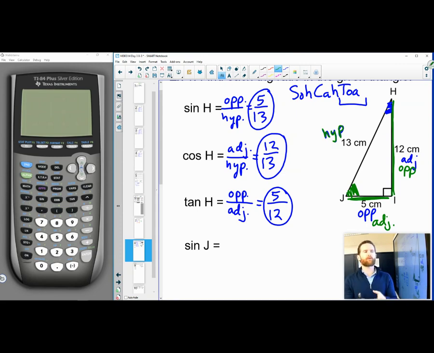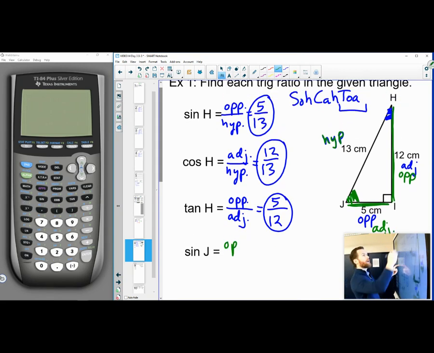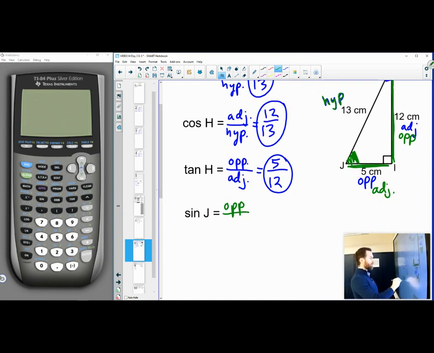So that's really important to remember. Whenever you change the acute angle you're focusing on in a right triangle, the hypotenuse stays the same, but the opposite leg and the adjacent leg switch places. So be on the lookout for that. I guess we can keep going green. So sine of J, that's opposite over hypotenuse using that first part of SOHCAHTOA. That's what the S stands for, sine. Which will be, what's that going to be? 12 over 13.